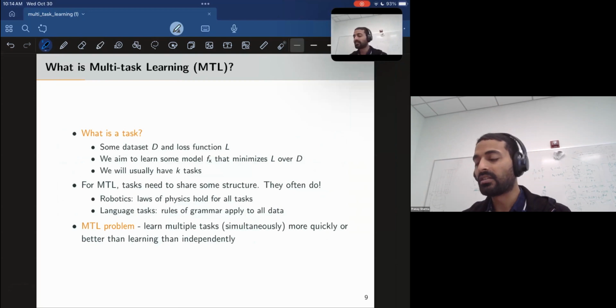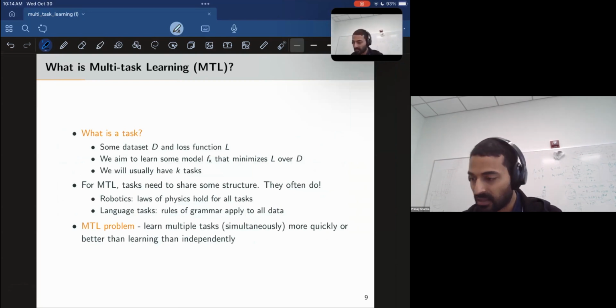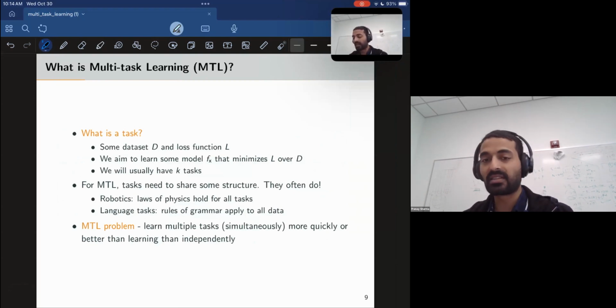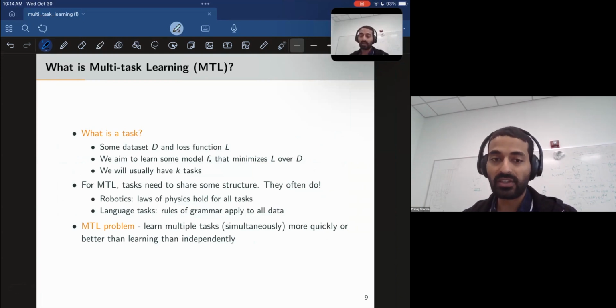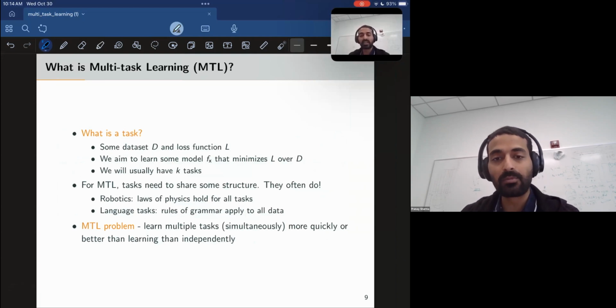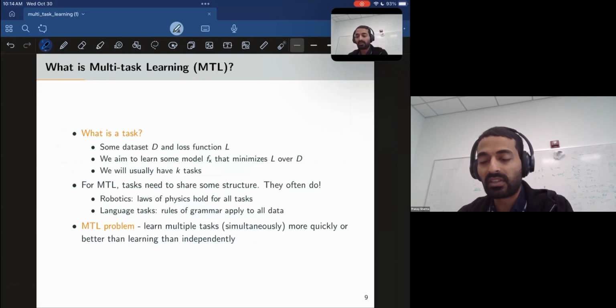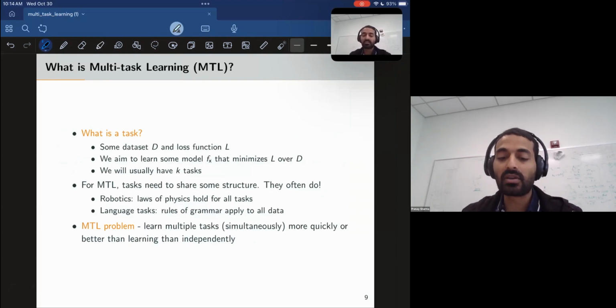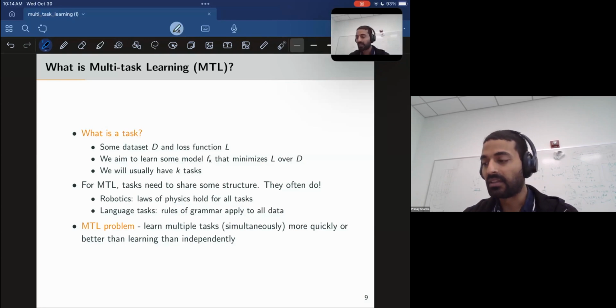So in essence, the problem of multitask learning is that we want to learn multiple tasks simultaneously. We want to learn them more quickly, more efficiently, in less time, using fewer samples, compared to if we were learning all of them independently. So suppose you train one model using only data for one task, then you train a second model for the second task, third model for the third task. And in every instance, you are only using the data for that task while training a model for it. Then this is learning those tasks independently.